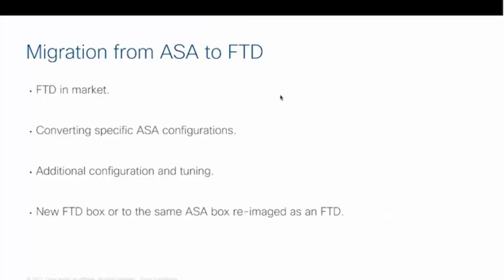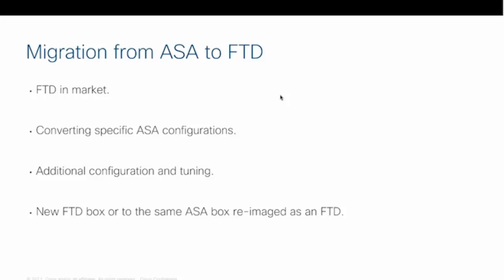With the introduction of FTD, or FirePOWER Threat Defense device, into the market, it has brought along a big challenge of efficiently converting the existing ASA configuration to the FirePOWER Threat Defense configuration. For this, Cisco came up with a feature called the ASA to FTD migration tool. The migration tool helps us in converting specific ASA configuration to equivalent FirePOWER Threat Defense configuration.